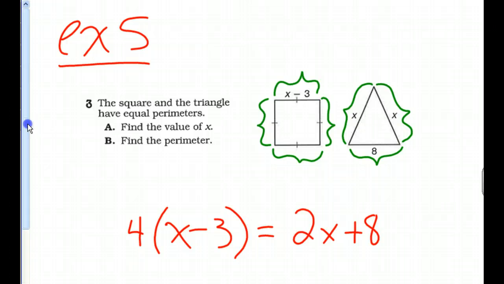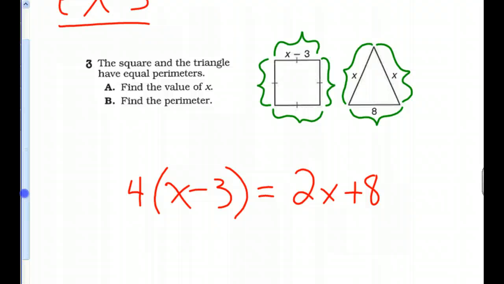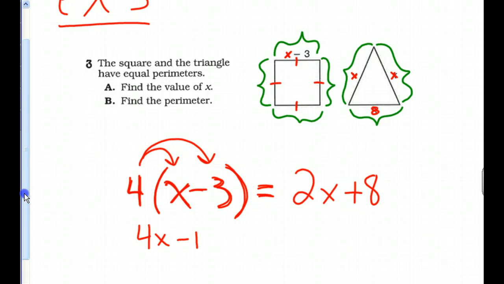So we're going to do all the perimeter stuff in green, and I'll do solving for x stuff in red. So I've set it up. I've said there are 4 sides of this square. Each side is x minus 3. These little dashes mean all 4 of these are the same. So that's going to give us the perimeter of the square. It's equal to the perimeter of the triangle, 8 right here, and 2 x's, right? So let's distribute this. I get 4x minus 12 equals 2x plus 8.